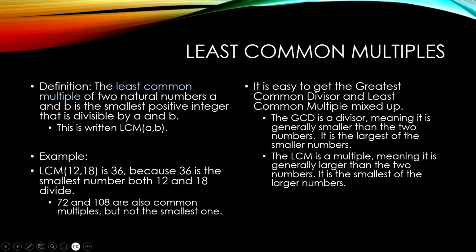A trick to remember which one's which between the greatest common divisor and the least common multiple: the greatest common divisor is a divisor, meaning it's generally smaller than the numbers. A least common multiple is a multiple, meaning it is generally larger than the numbers.